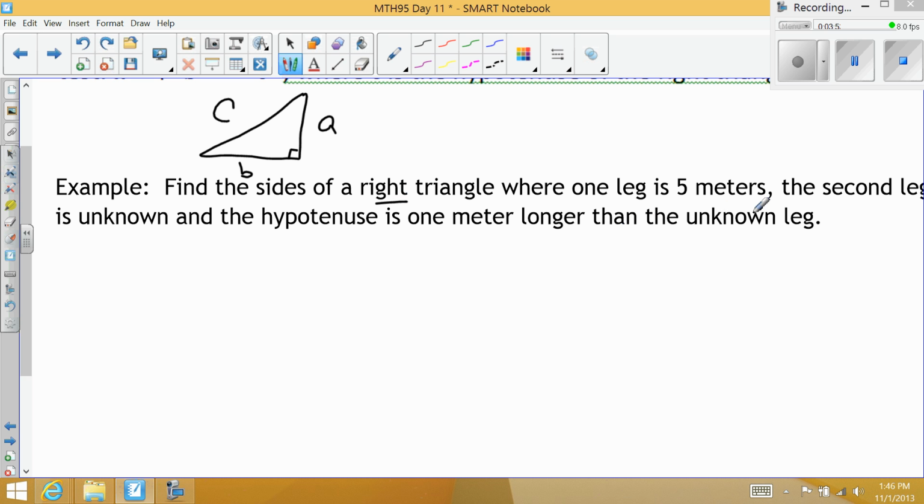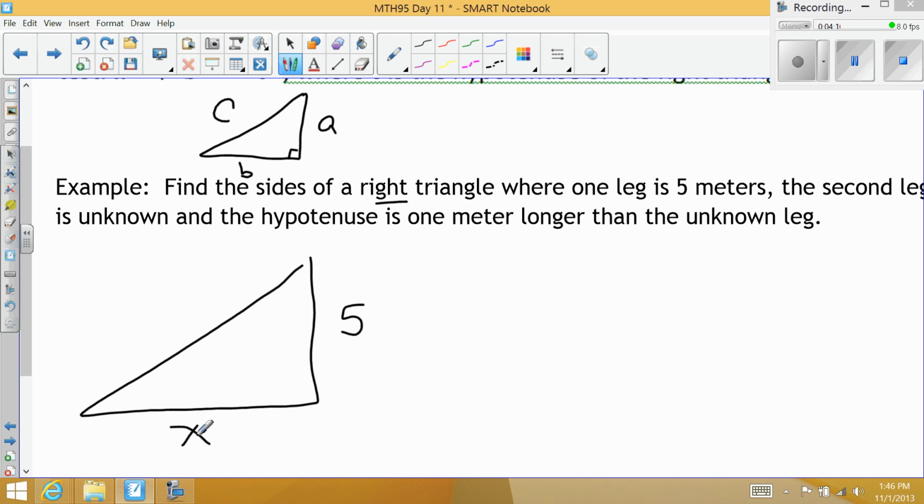Our problem here: find the sides of a right triangle. One leg is 5 meters. The second leg is unknown, and we know the hypotenuse is 1 meter longer than the unknown leg. So again, make a sketch and keep track of the information. We know one of the legs is 5 meters. We don't know the second leg, and the hypotenuse, the side opposite the right angle, is 1 meter longer than the unknown leg, so x plus 1. And then we know that a squared plus b squared equals c squared will apply since it's a right triangle.